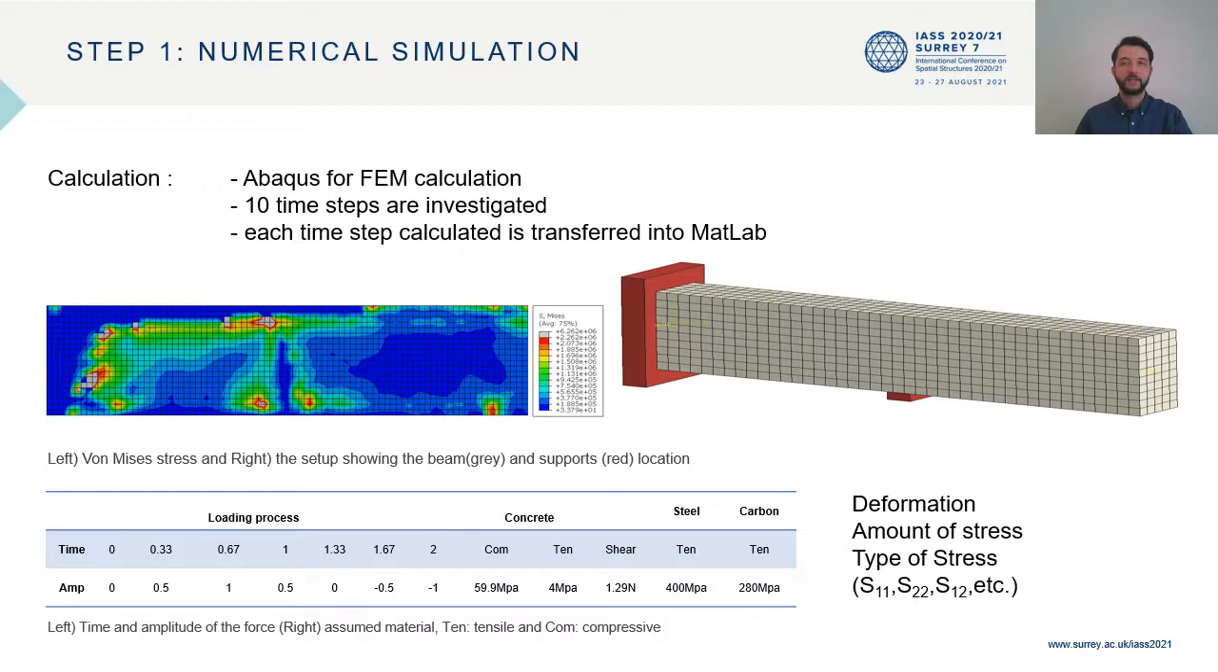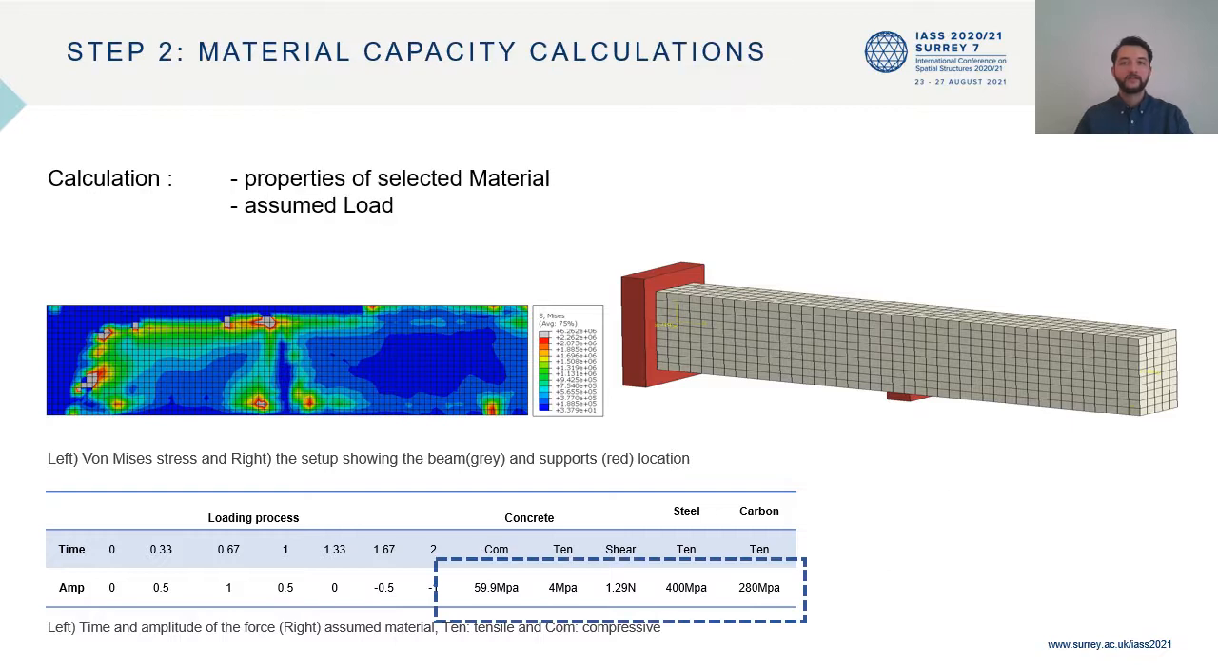For the finite element calculation, Abaqus was used, and the application of the shown load case was divided into 10 steps. Each second was transferred into MATLAB for an individual calculation, and 2 factors were mainly investigated, which are the amount of stress and type of stress. After we established the basis for the calculation, the material capacity was calculated. For example, the shear capacity was calculated based on the common use standards.